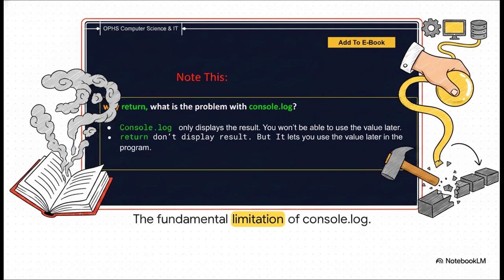Don't get me wrong, console.log is fantastic for debugging and checking your work behind the scenes. But if your function is doing any heavy lifting, calculating a total price, formatting user data, checking a password, you absolutely must use return so the rest of your application can actually react to that information.